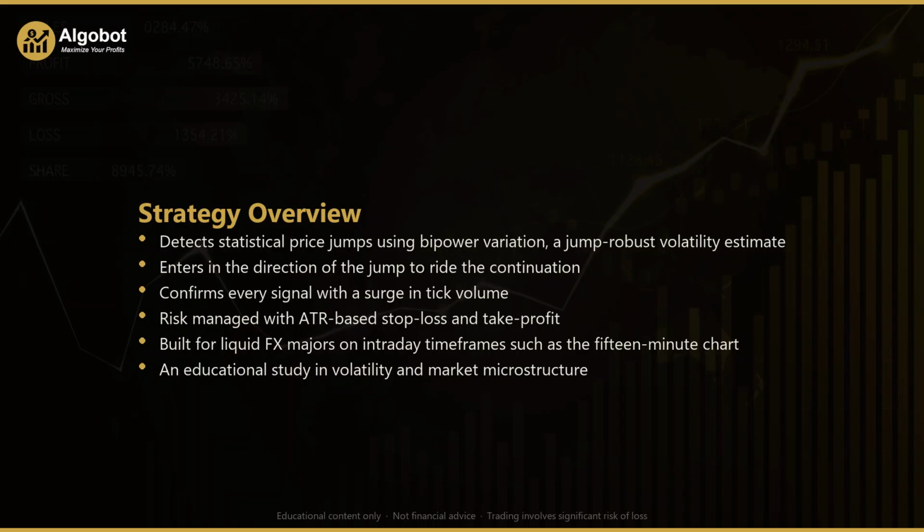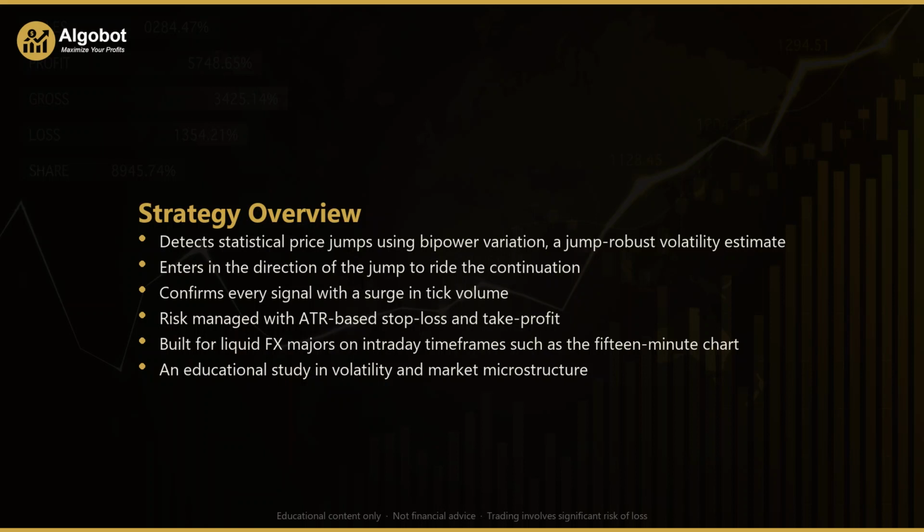The strategy uses a technique developed by the econometricians Barndorff-Nielsen and Shephard called bipower variation. Instead of squaring each return, it multiplies together the sizes of neighboring returns. Because one oversized bar only ever appears in a single factor of a single term, its influence is muted. The result is a volatility estimate that is deliberately blind to jumps. It measures only the market's ordinary, continuous movement.